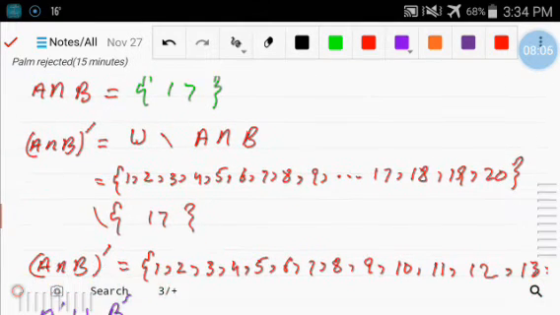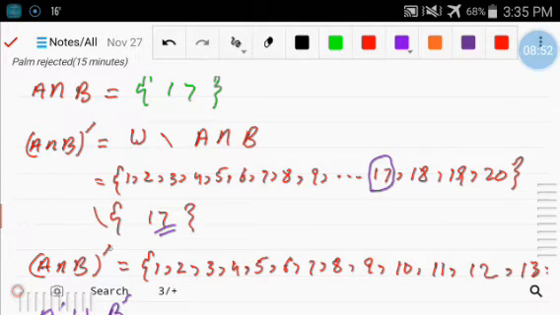Now we find A intersection B whole complement which is equal to U difference A intersection B. So this one is set U difference and this one is set A intersection B. It means the elements which are in set U but not in set A intersection B. So all the elements in set U but not in set A intersection B, except 17, because 17 is in A intersection B.